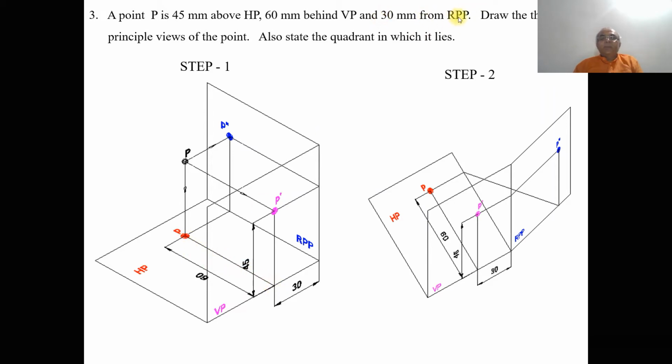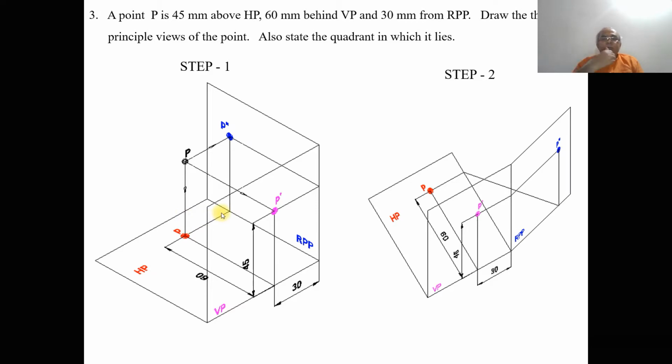And 30 mm from RPP, that is 30 mm behind RPP. When you look from the front view, I can see the distance 30 mm from RPP. So that distance is going to be seen in the vertical plane. And also 30 mm from RPP, when you look from the top view, I can see that distance. So that distance is going to be seen in the top view also, and this is being projected here.